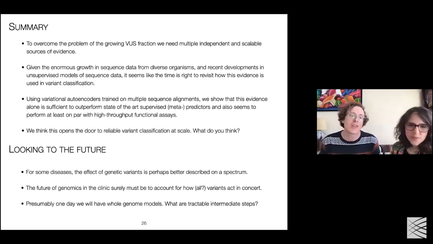Looking further ahead, surely the future of genomics in medicine is not to try and classify each variant one at a time. At some point we need to start looking at whole genomes and thinking about how variants act in concert. I think something we're starting to think about now is what are some tractable steps towards that. One day presumably we'll have whole genome models, but that seems a little bit distant right now. But we can start to think about what the intermediate steps are. And that brings us to the end.